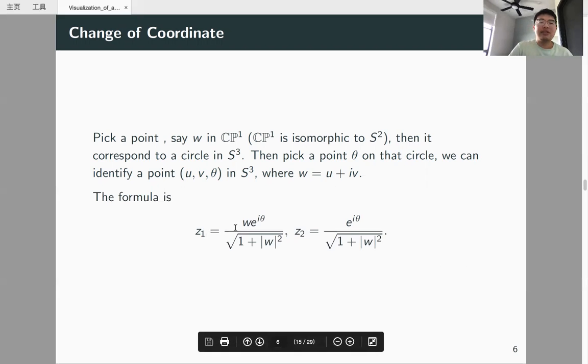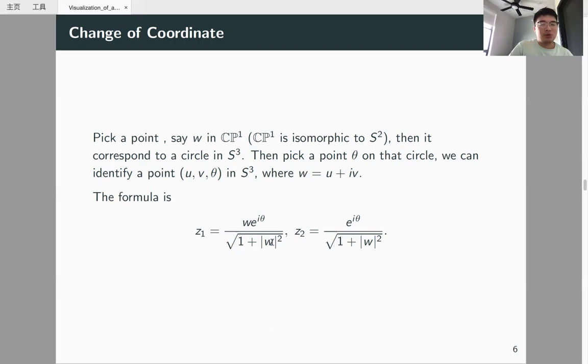So Z1 is W times e to the i theta over the square root of 1 plus W squared, and Z2 is e to the i theta over the square root of 1 plus W squared. So this actually corresponds to 4 real numbers, because each Z has its real part and imaginary part. So the 2 of them correspond to 4 real numbers. That corresponds to its regular Euclidean coordinates.